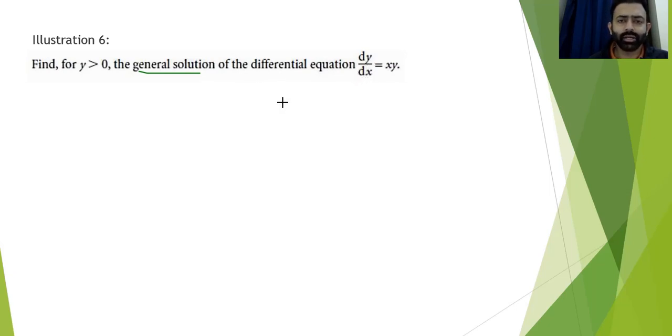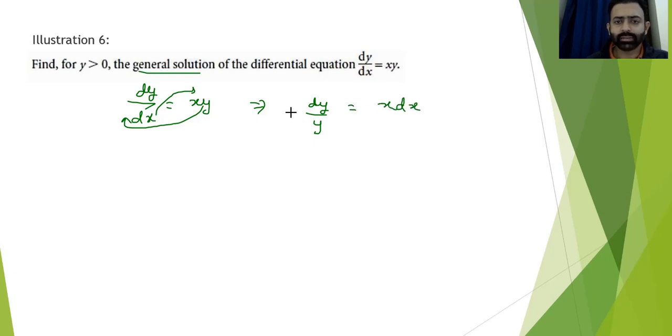So again, separation of variables. So what I can do is dy by dx is equal to xy. I can transfer this dx to RHS and bring y in the denominator of dy, which means again separation of variables. So if I do this, I will get dy over y is equal to x into dx. Variables have been separated. Now integrate this, you will get ln y. Since y is positive, there is no need to use the modulus sign in this y, because it is given that y is positive. So it is ln y is equal to x square over 2 plus c. And this is the general solution.